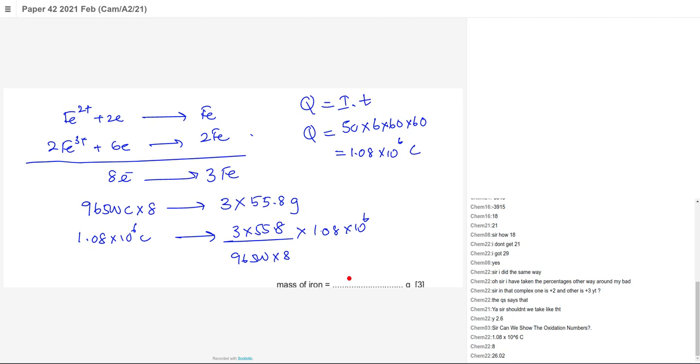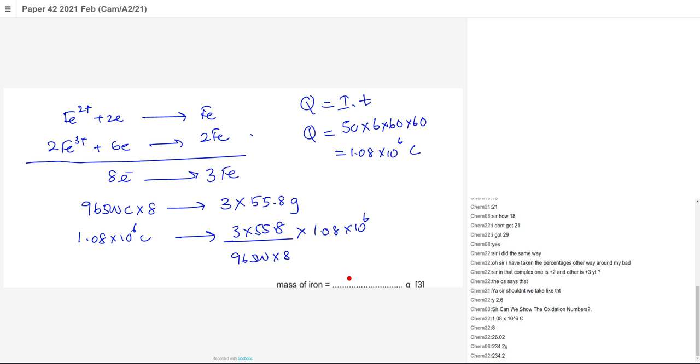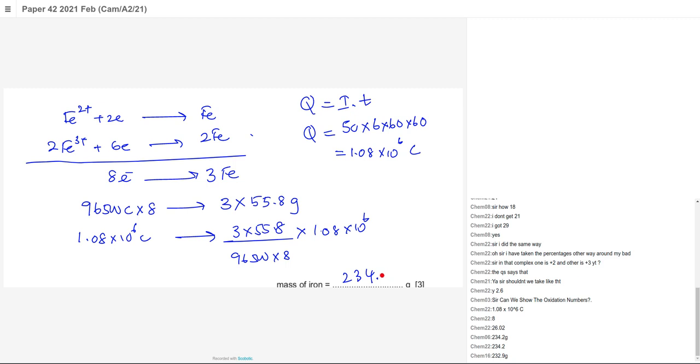26.02. Such a small mass for 3 hours, also 6 hours. Let's check again. I have a doubt about that because it's 6 hours, right? We'll see. 1.08 maybe it can be correct. Anyway, divided by 96,500. Please don't make any mistake in multiplication, addition, division. Can't afford to lose a mark because you don't know how to add and multiply. Can't afford to do that at this stage. That's correct. 234.2 grams.